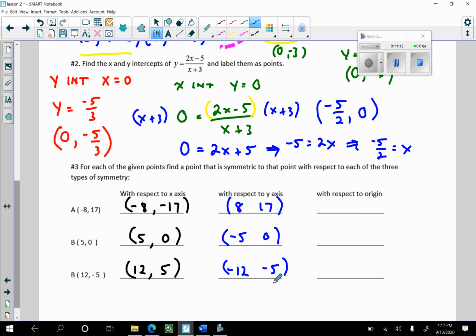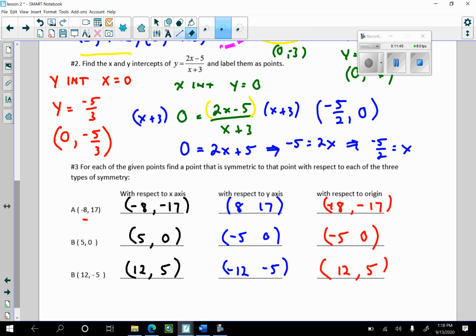And if I recall from lesson 2 about symmetry with respect to the origin, the x's go opposite and the y's go opposite. So these points are going to be 8, -17, because I'm going to go the opposite of the original point. This is going to be -5, the opposite of 0 is 0. And the opposite of -12, the opposite of -5 is +5. So that's those points, pretty easy.